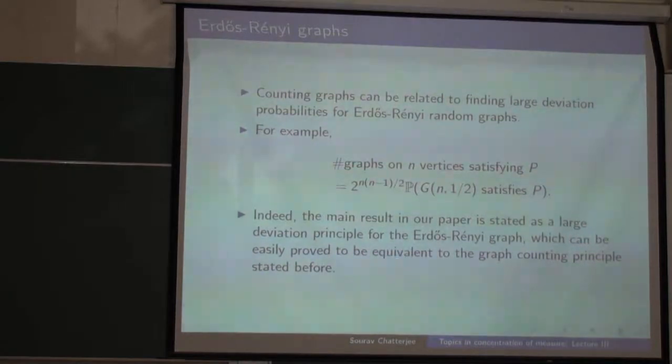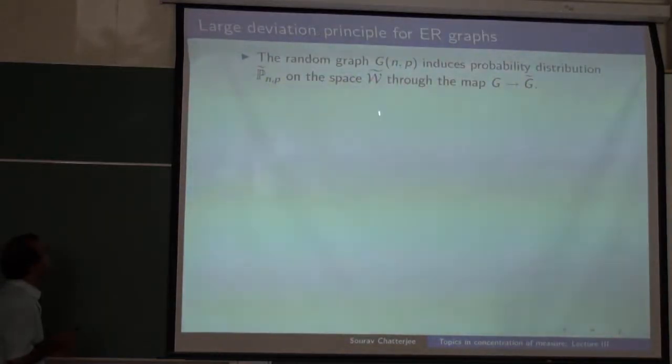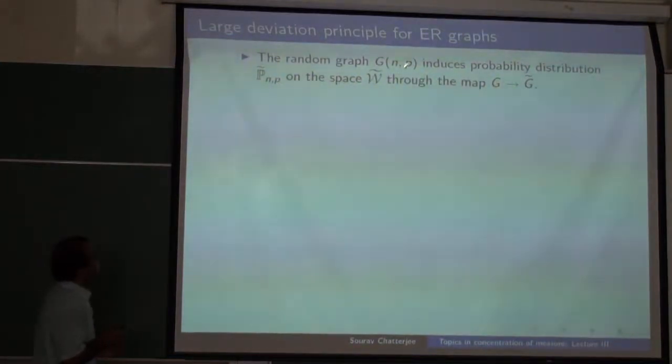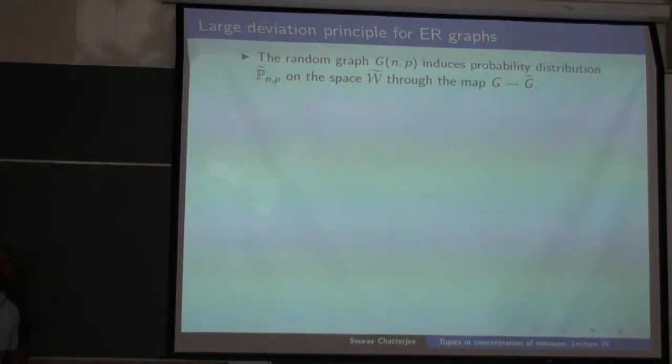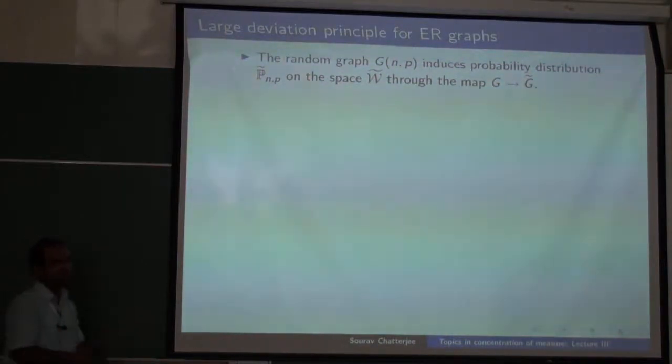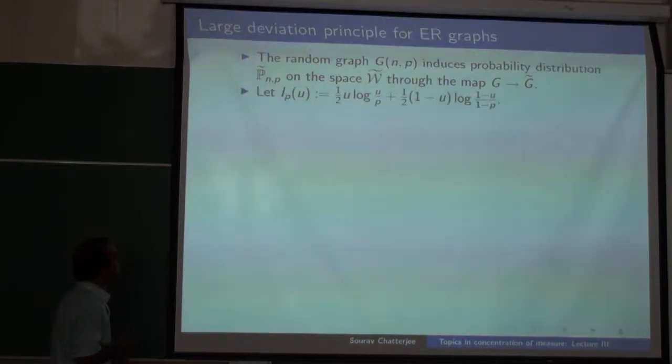In the paper with Vardhan, the result is stated as a large deviation principle, and it's equivalent to the graph counting principle. The large deviation principle is as follows. You take the Erdős–Rényi random graph G(n, p). It induces a probability distribution, which we call P_n,p, on this space through the map G to G tilde. You take an Erdős–Rényi graph, it has an image inside this quotient space, so it induces a probability distribution on this quotient space.